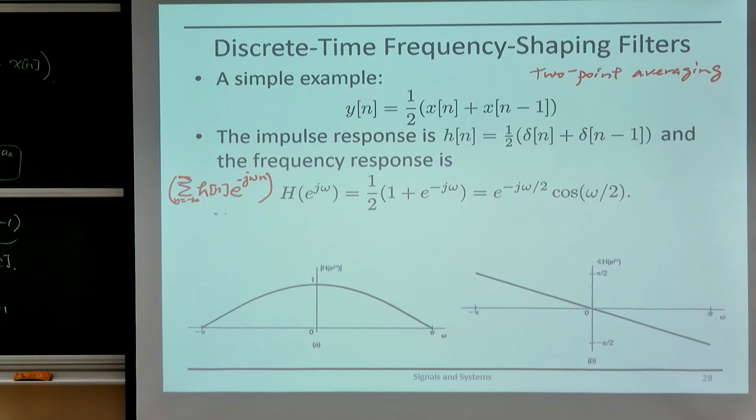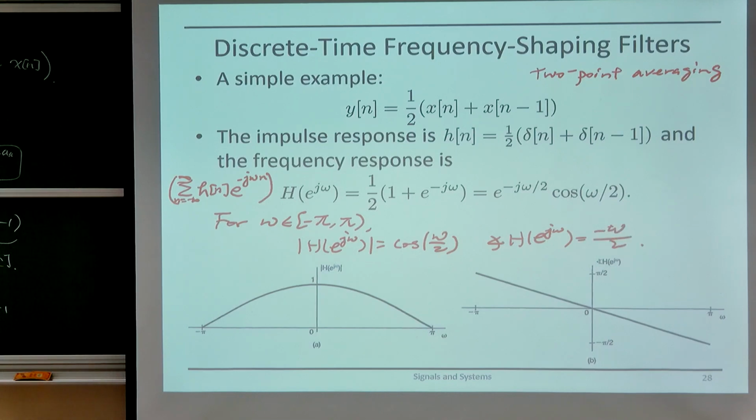So for omega within a 2 pi range, the magnitude is just cosine omega over 2. The phase is minus omega over 2. Okay.